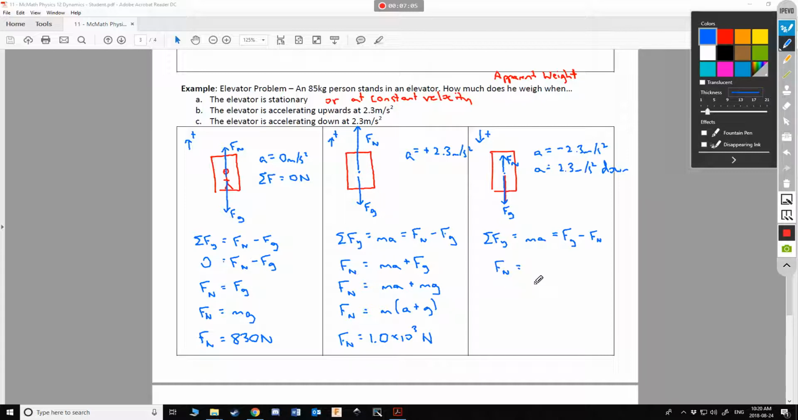Then we have solving for Fn again. Fn is equal to Fg minus ma. So we get Fn is equal to mg minus ma, which is Fn equal to m times g minus a. When it's all said and done, plug it in, and we get Fn is equal to 640 newtons.